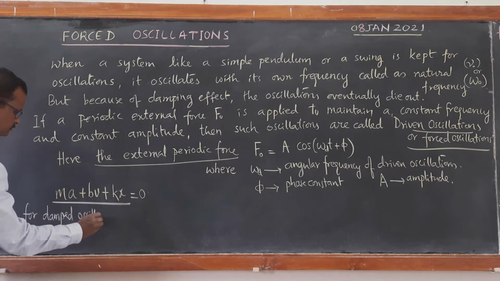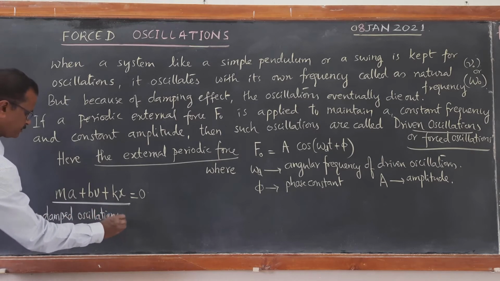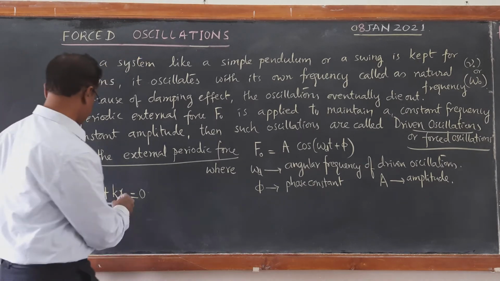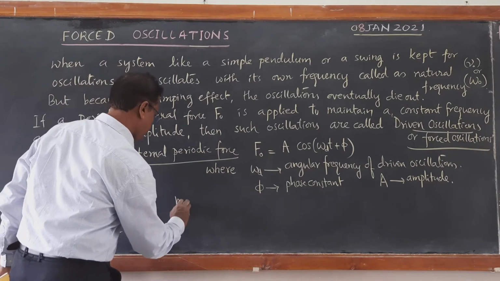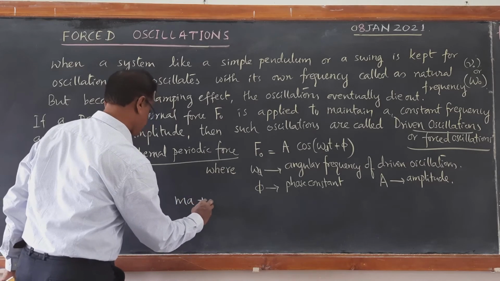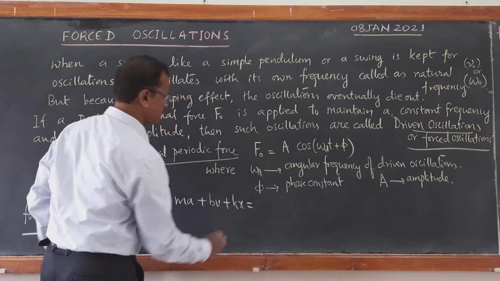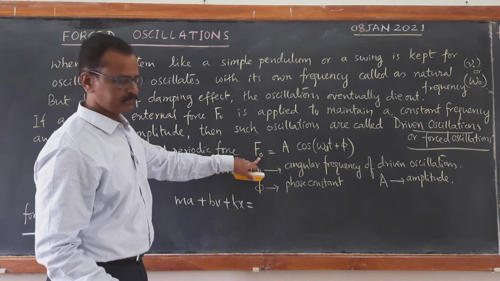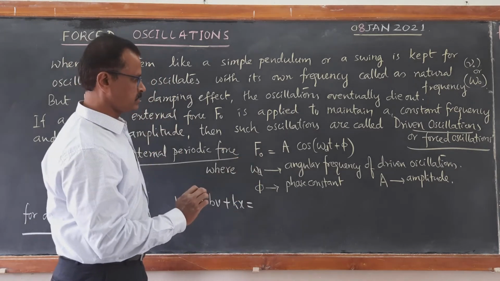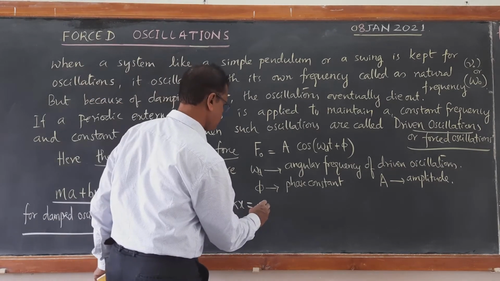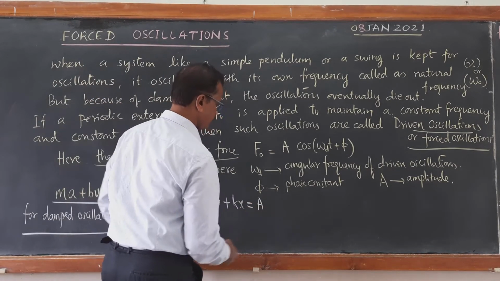Damped oscillations. Now I am writing the equation for driven oscillations, that is forced oscillations. Same equation, ma plus bv plus kx must be equal to the force, because we are applying the external force. Earlier there was no external force. Now we are applying the external force, that is given by F naught.